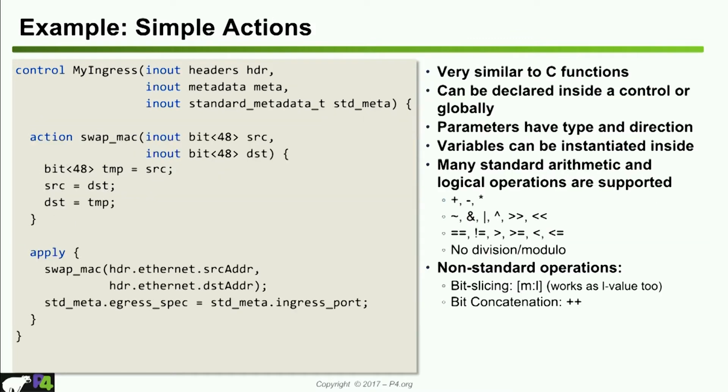We could also implement the reflector by defining a simple action called swap MAC, and then invoking this action directly from the apply statement, similar to how you might invoke a C function. Actions can be declared inside a particular control, or they can be declared globally if you want to reuse them in different control blocks. Since we're invoking this action directly from the apply statement, each of the action parameters must specify explicitly both the type and the direction.